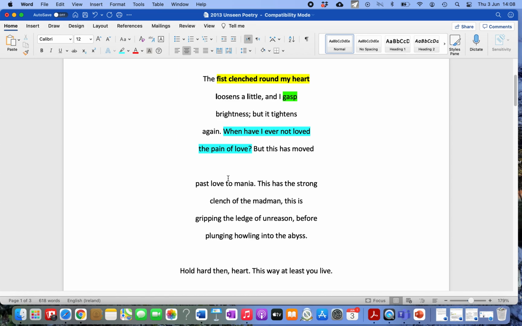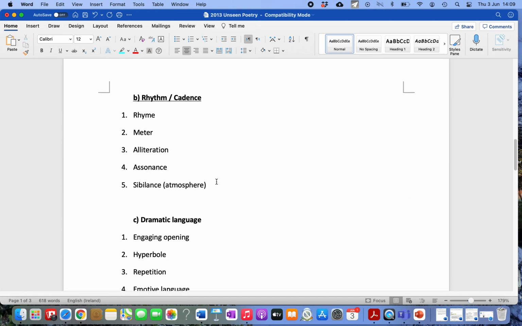"But this has moved past love to mania." There's what enjambment is. I'll just write that word down here. It kind of does add to rhythm in poetry.